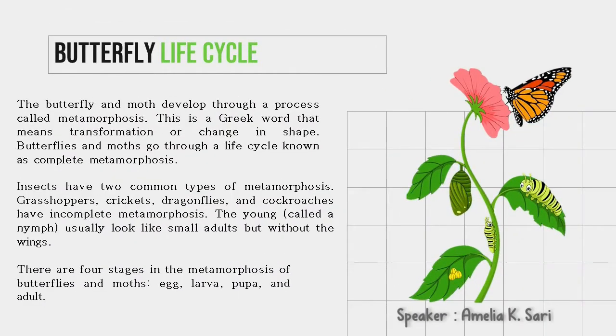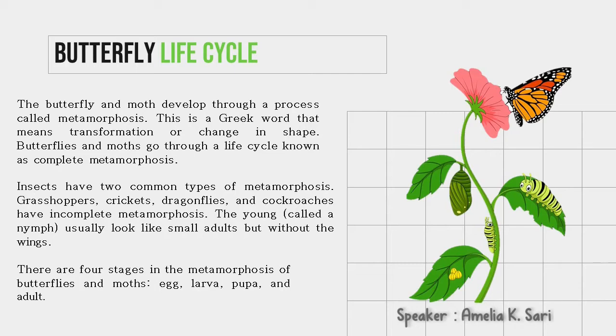Here is some explanation about the 4 stages of a butterfly's life cycle. The butterfly and moth develop through a process called metamorphosis. This is a Greek word that means transformation or change in shape. Butterflies and moths go through a life cycle known as complete metamorphosis. Insects have 2 common types of metamorphosis.